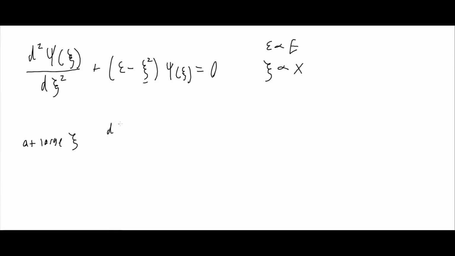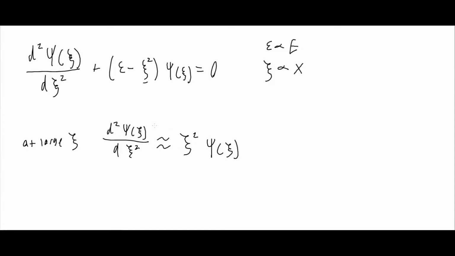So it would just be the second derivative of the function minus xi squared times the function equals 0, which we can then manipulate so that we have the second derivative of the function, which is a function of xi, with respect to xi, approximately equal to xi squared times the function of xi here.